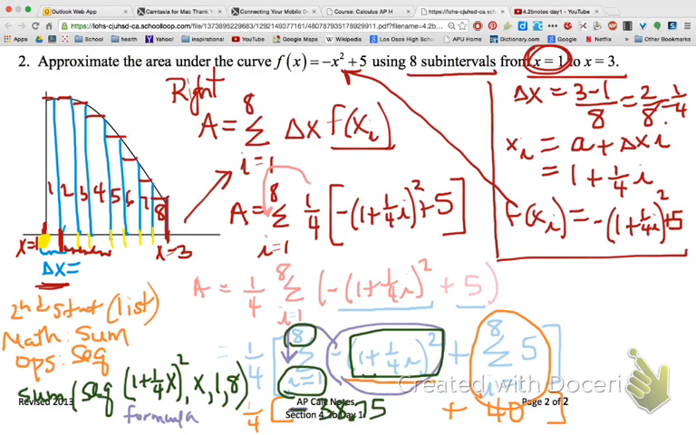And so negative 38.75 plus 40 times 1/4. I think this turns out to be 1.25, right? So 5/4 means I get 5/16. Okay, let's look and see what happens if we do the left sum.